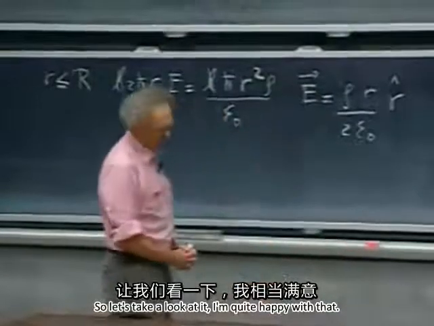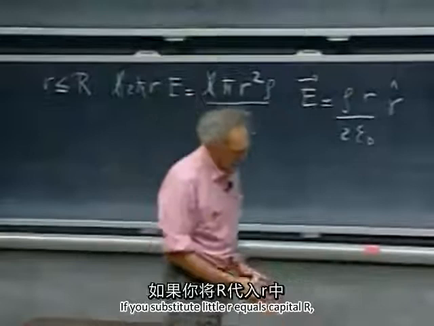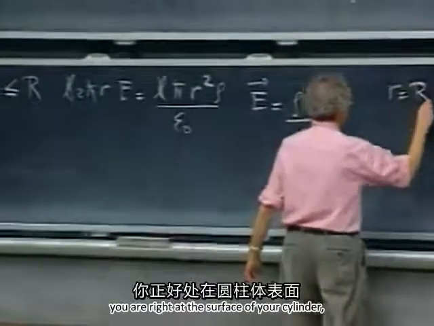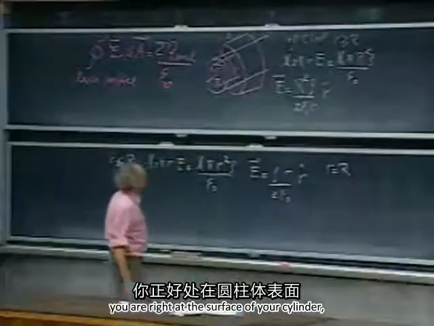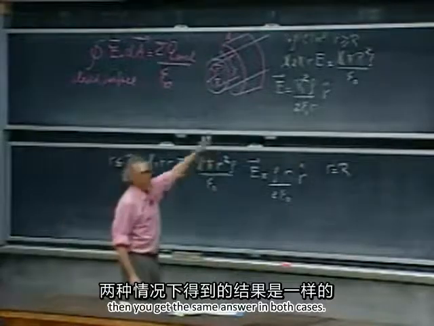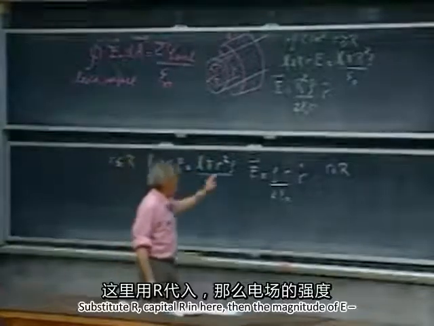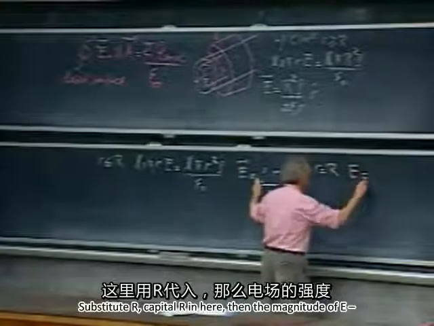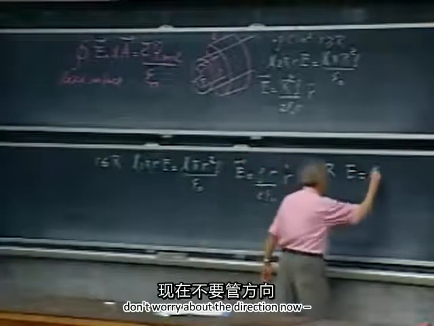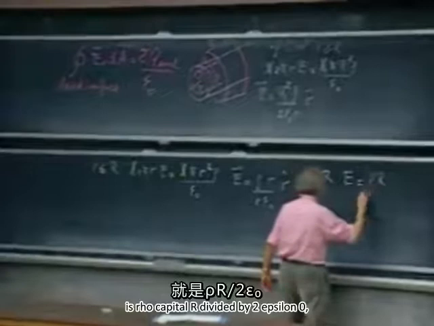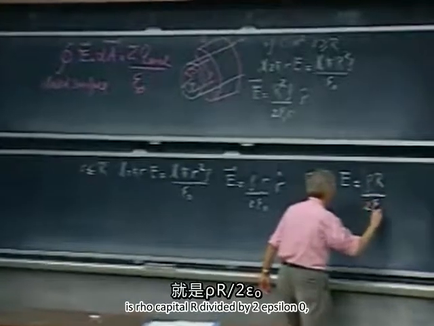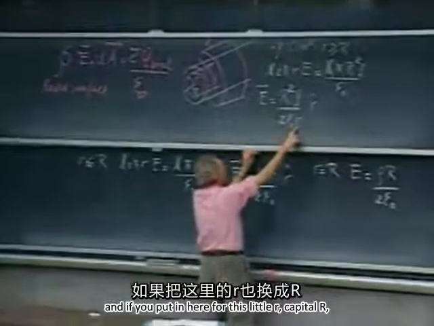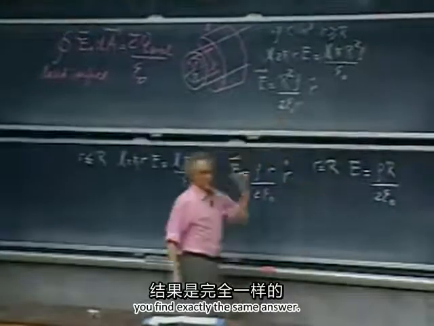So let's take a look at it. I'm quite happy with that. If you substitute little r equals capital R, you are right at the surface of your cylinder, then you get the same answer in both cases. Substitute r equals capital R in here, then the magnitude of E, don't worry about the direction now, is rho capital R divided by 2 epsilon 0. And if you put in here for this little r capital R, you find exactly the same answer.